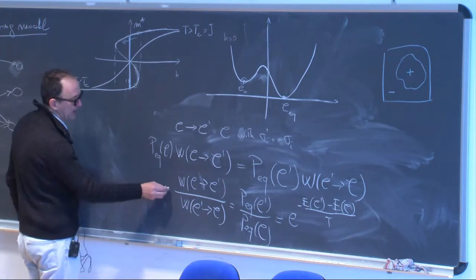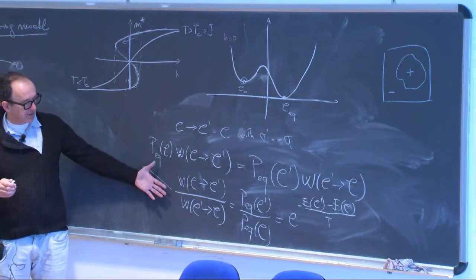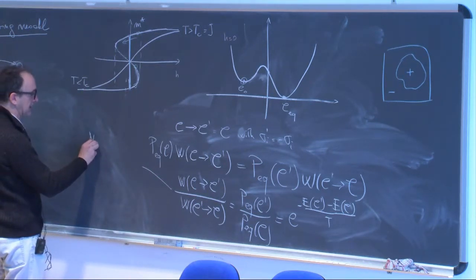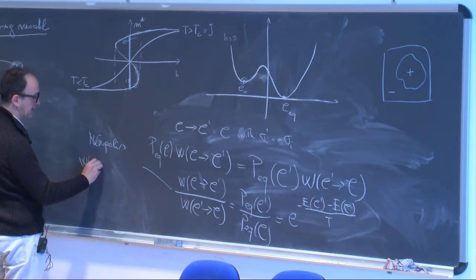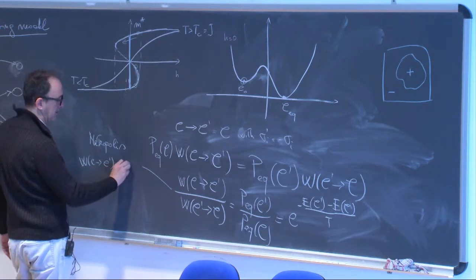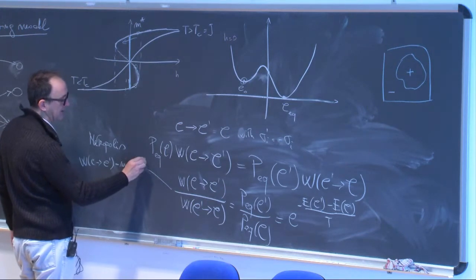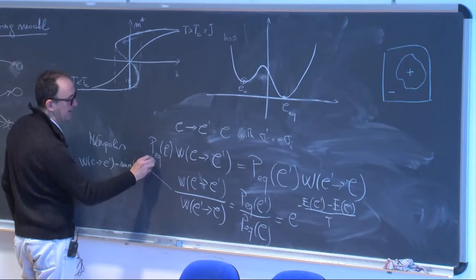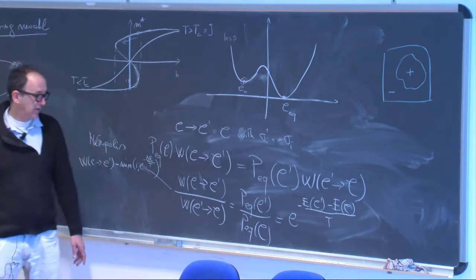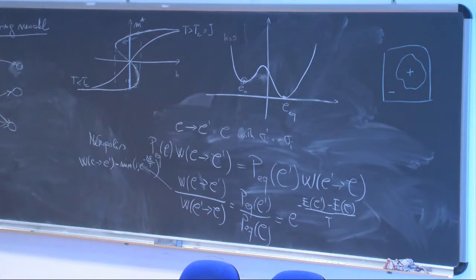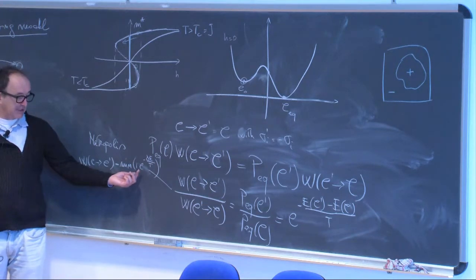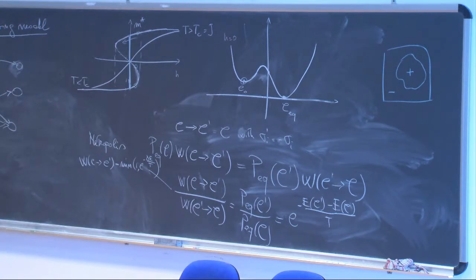So this is the condition of detailed balance. There are different ways in which you can realize this. One is Metropolis, where you take these rates as being the minimum between 1 and e to the minus delta E over T, where delta E is this difference. So if you are proposing to go to a state with lower energy, you always accept the move. Otherwise, you accept the move only with probability e to the minus delta E over T if your energy increases.